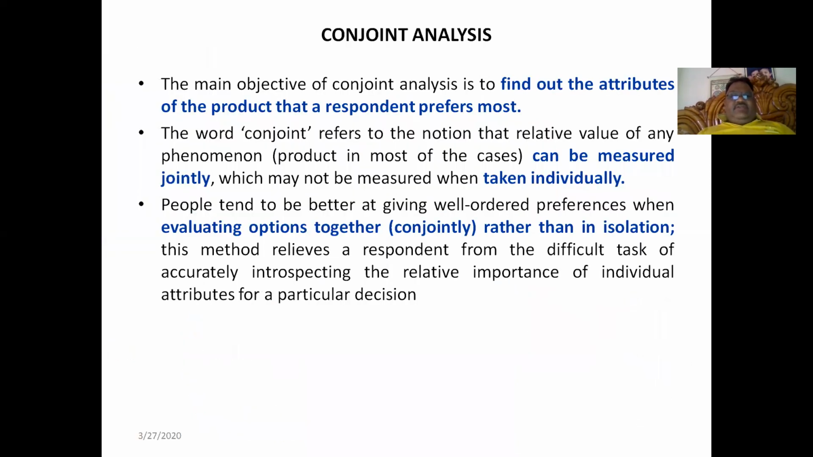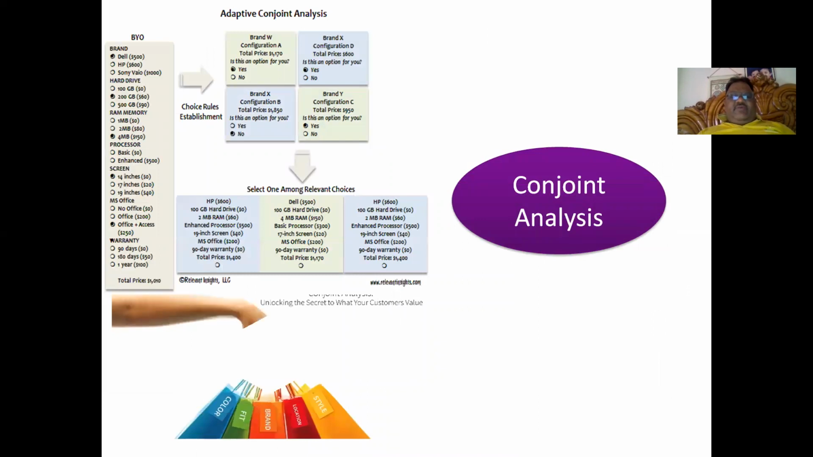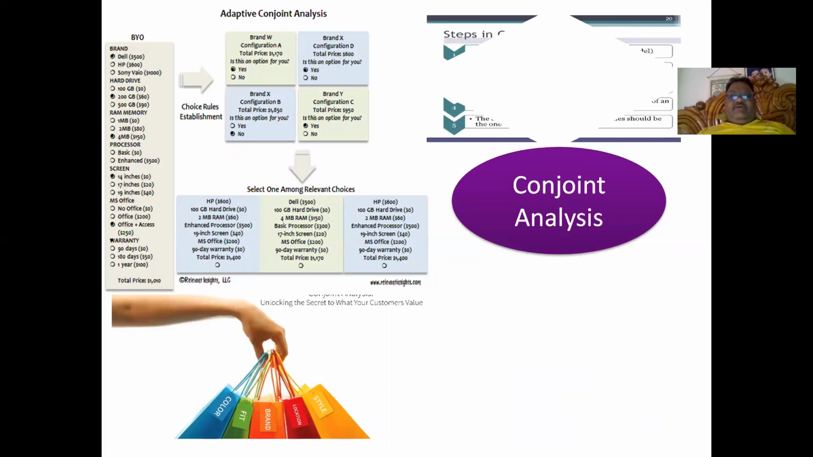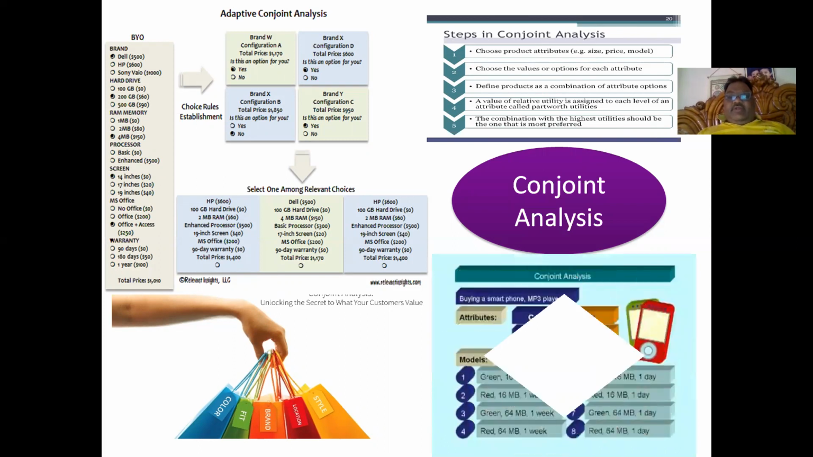We have conjoint analysis. The objective of conjoint analysis is to find out the attributes of a product that respondents prefer most. The word conjoint refers to the notion that the relative value of any phenomenon can be measured jointly, which may not be measured when taken individually. Here, the objective is to find out what the best strategy is to give our customers so that they are interested to purchase a product. So we will explain conjoint analysis, which will help us to choose product attributes, choose the value options of each attribute, and define products as combinations of the attributes, and we use these in our processes.